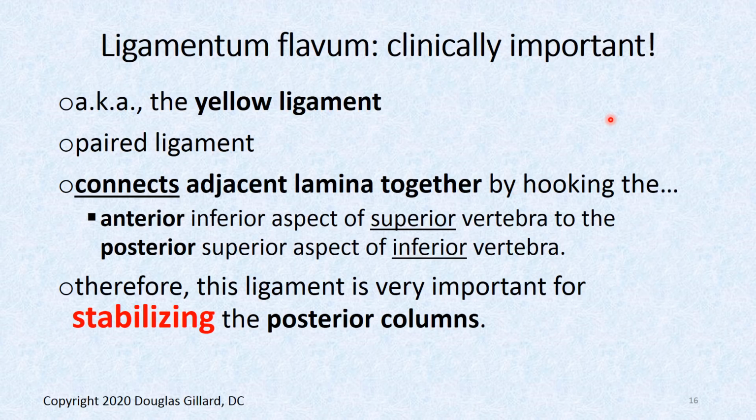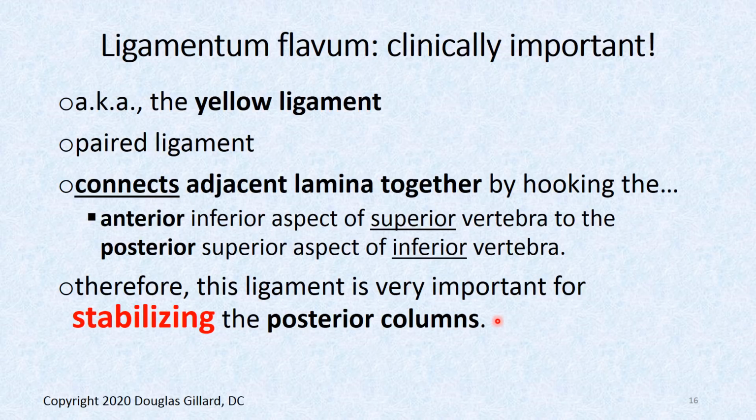Ligamentum flavum, I said that's super important clinically. It's paired. There's one on each side. It connects the adjacent lamina together. So it basically stabilizes the posterior columns. We'll take a look at several pictures.